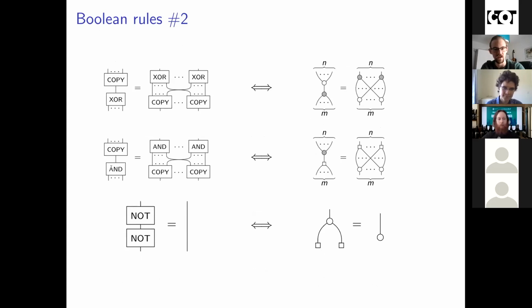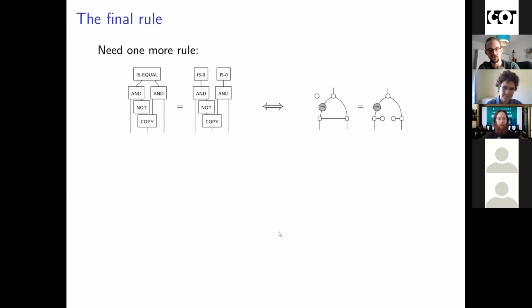And the same thing holds for AND and copy, which can be shown to be equivalent to this slightly modified bialgebra rule. And then we have that NOT is its own self-inverse. And this looks slightly different here, but we can show this is equivalent to this rule in the presence of the other rules we've shown so far. Okay, and then there's one final rule we need, which is a bit more complicated.